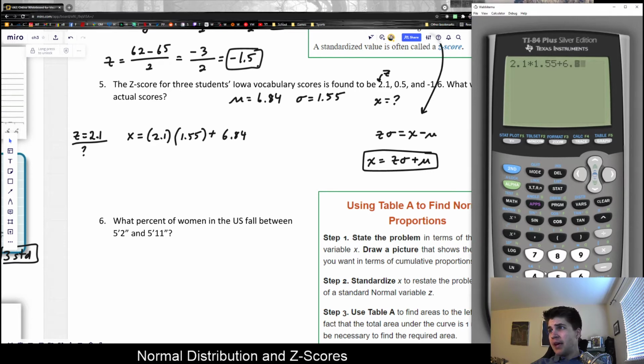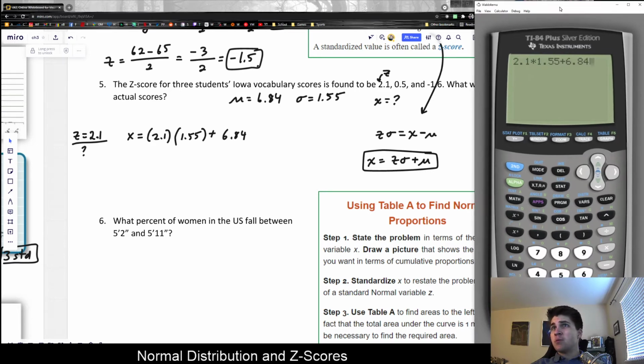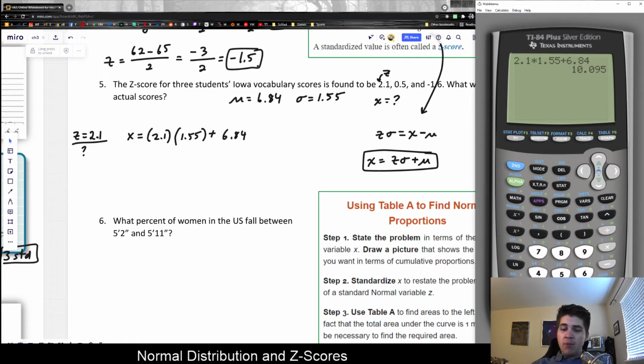So let's go ahead and do that. 2.1 times 1.55 plus 6.84. And what we get is an actual score of approximately 10.1. And who knows if they were allowed to have decimals, but let's just round to the nearest tenth for convenience.